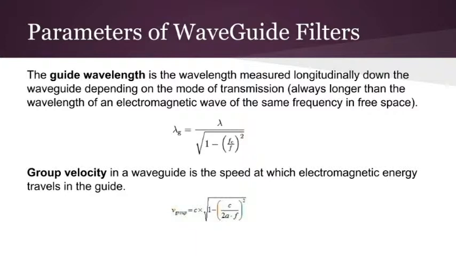Group delay is defined as the rate of change of transmission phase angle with respect to frequency. Near the lower cutoff, the group delay gets longer and longer as the electromagnetic wave ping-pongs down the guide and can easily be 10 times the free space group delay. But at the upper end of the waveguide's band, the group delay approaches the free space group delay.